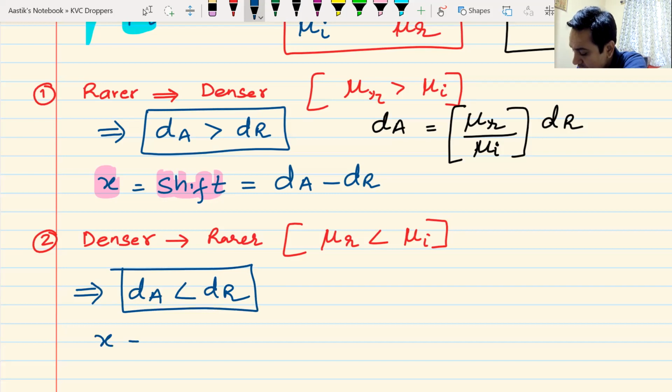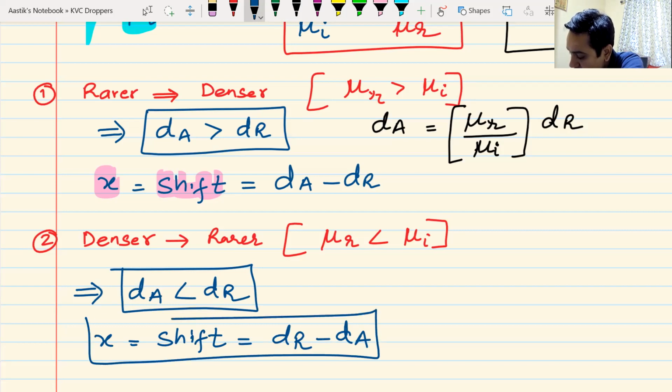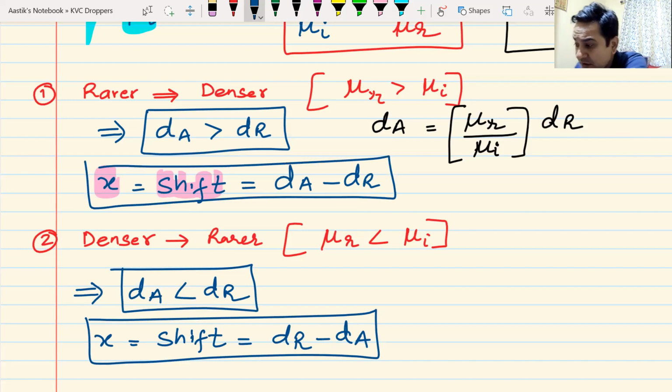X, which is the shift in this case, since apparent depth is less and real depth is more, you will calculate it from the formula dr minus dA. Do you understand the difference between the two formulas, number 1 and number 2? The only difference is that one is more, the other is less. Even if you don't take that difference, you always do dA minus dr or dr minus dA. One answer will be positive, the other negative.